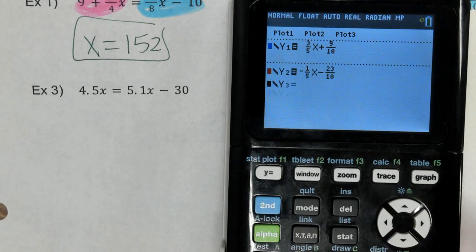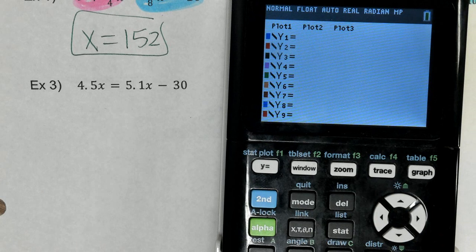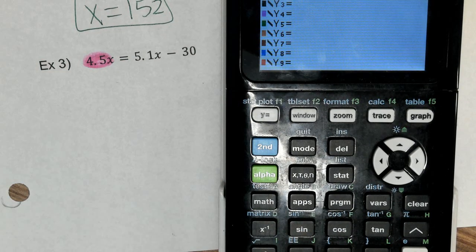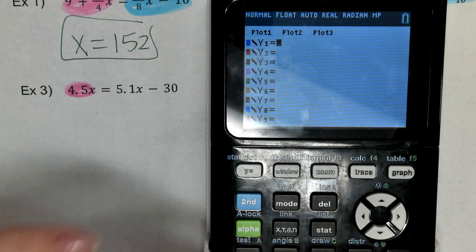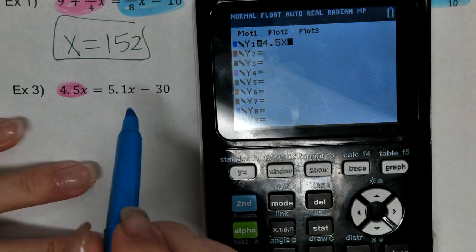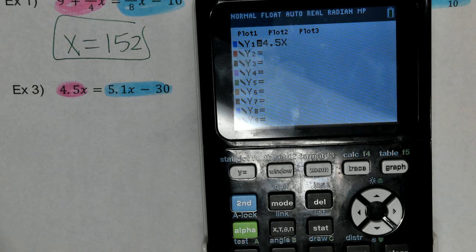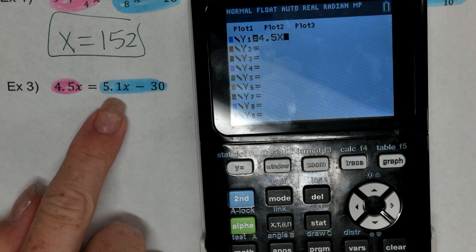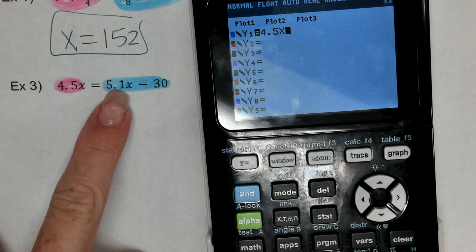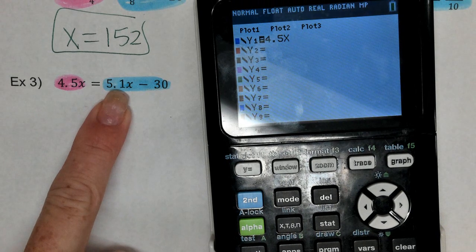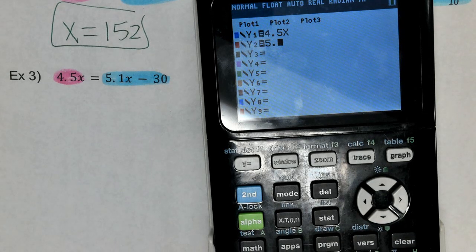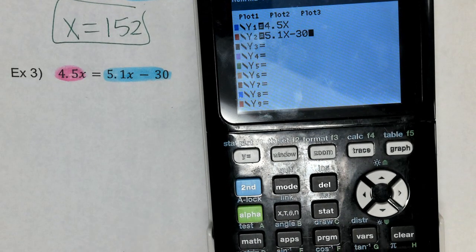Go to y equals, clear everything out. I'm going to put the left side of the equal sign in y1. So all I'm going to type is 4.5x. I'm going to put the right side in y2. How would you read this out loud? Anybody? Minus, very good. So 5.1x minus 30.